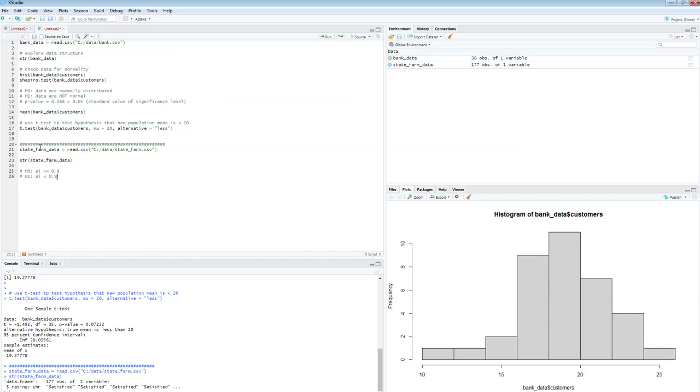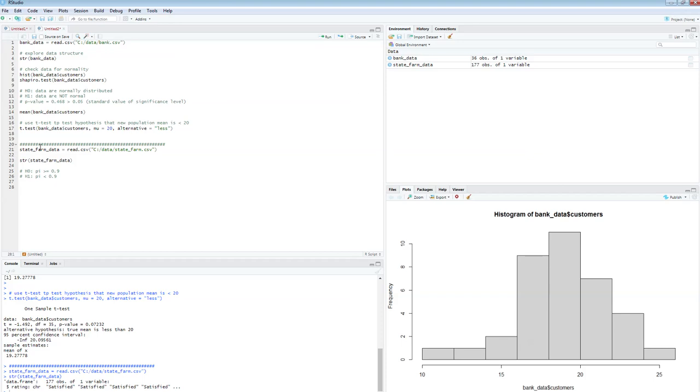So I suspect the fire. So this is the fire, right? I suspect that they're overstating their satisfaction numbers. Well, where there is a fire, there should be smoke. So let's check for the smoke. Let's calculate summary statistics about this specific sample.